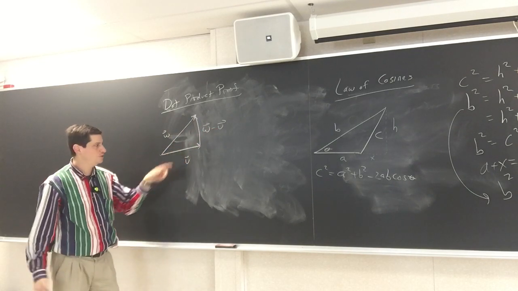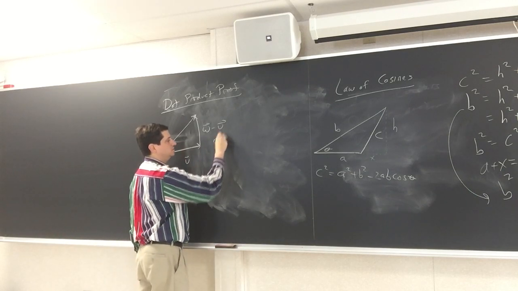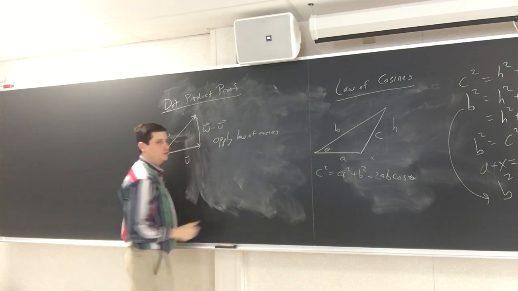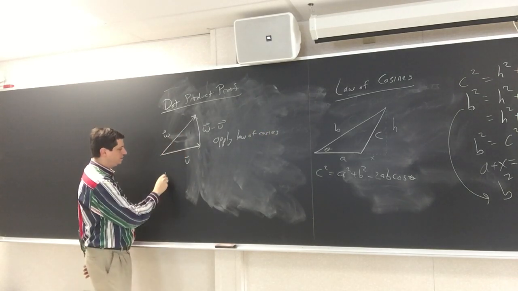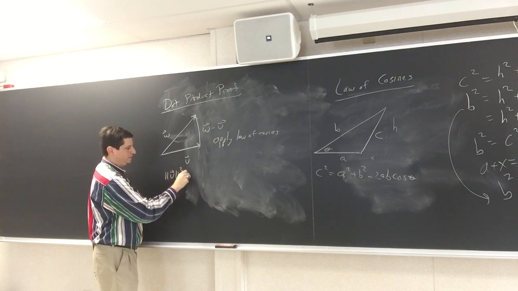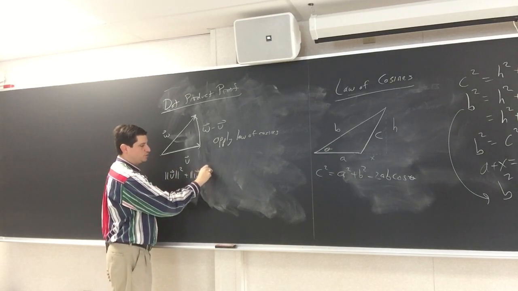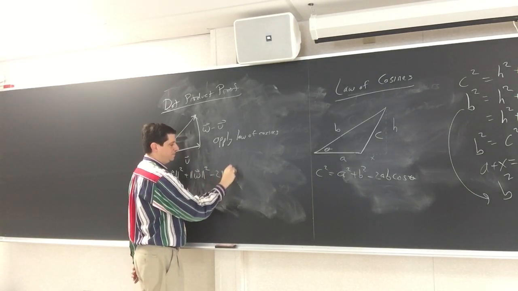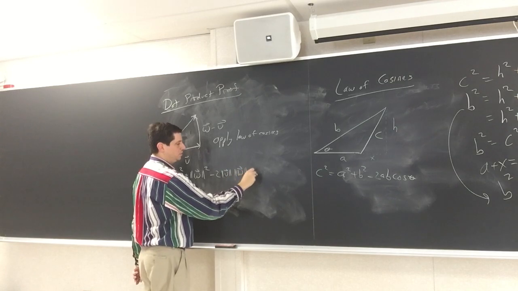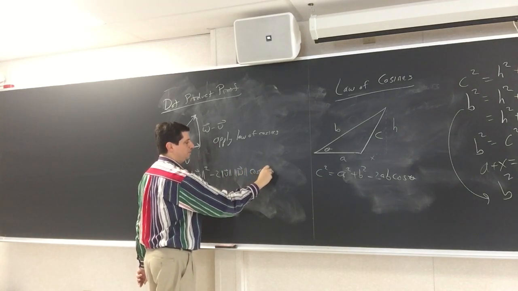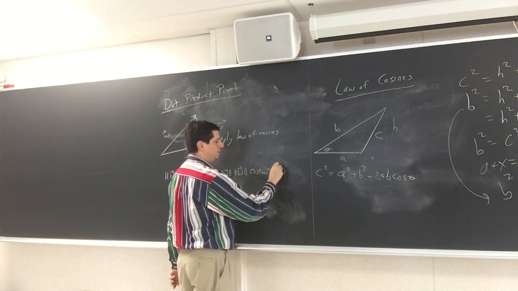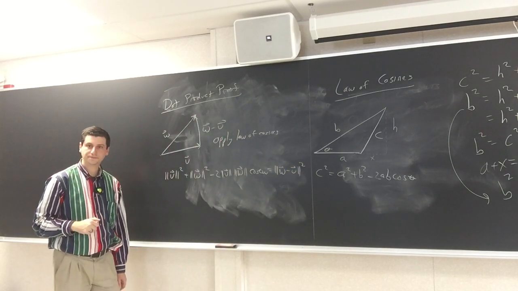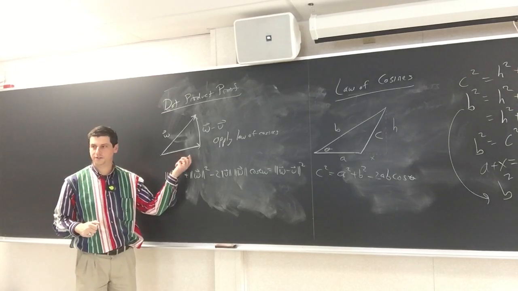So now we can apply the law of cosines. According to the law of cosines, the length of V squared plus the length of W squared minus 2 length of V, length of W, cosine theta VW is equal to the length of W minus V squared. I'm just using the law of cosines.